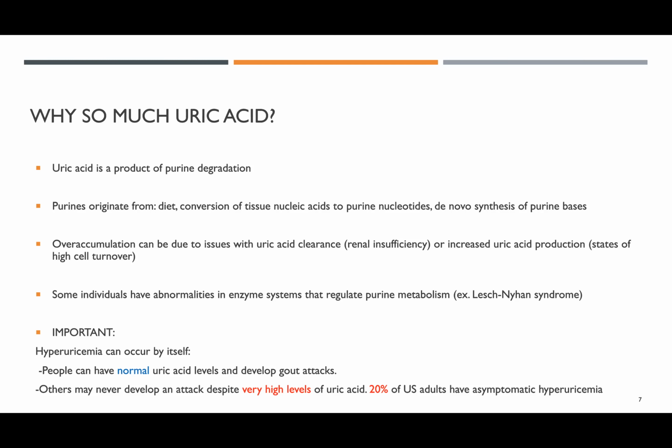Also, certain individuals have abnormal purine metabolism through certain X-linked abnormalities, such as Lesch-Nyhan syndrome, really taking it back to step one there. And an important thing I want to highlight here, though, is although hyperuricemia is the number one risk factor, people can have a normal uric acid level and still develop a gout attack.